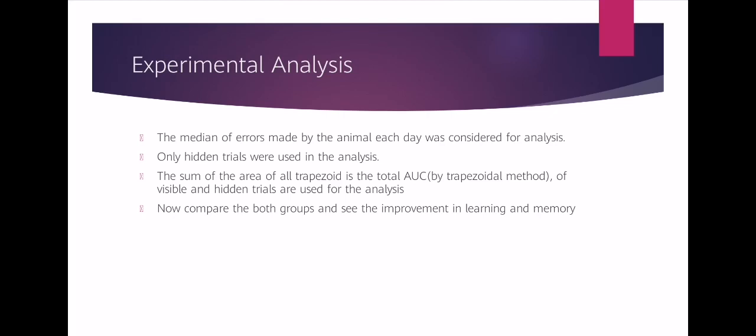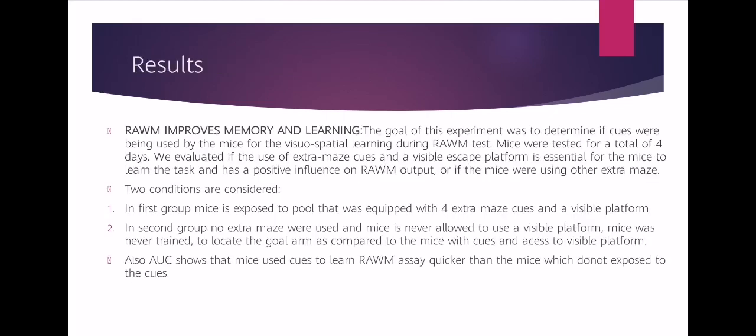Then we have experimental analysis. The median of errors made by the animal each day was considered for analysis. Only hidden trials were used in the analysis. We don't use visible trials in this analysis. The sum of the area of all trapezoids is the total AUC. By the trapezoidal method, the hidden trials are used for the analysis. Now compare both groups and see the improvement in learning and memory.